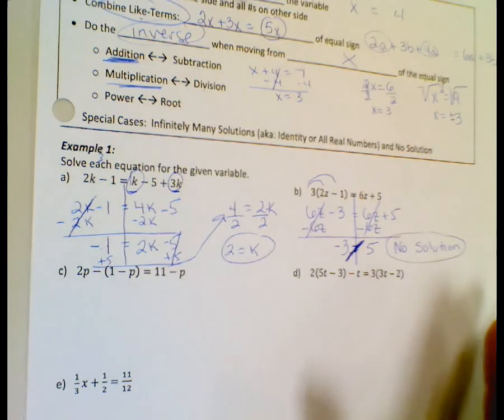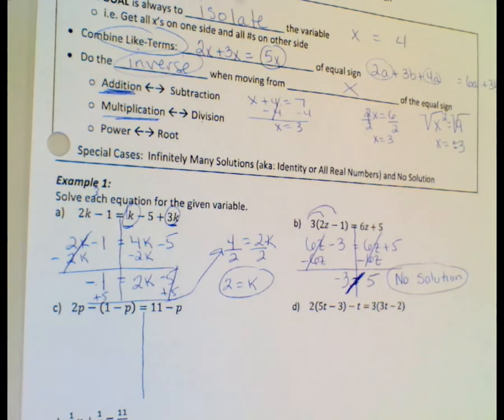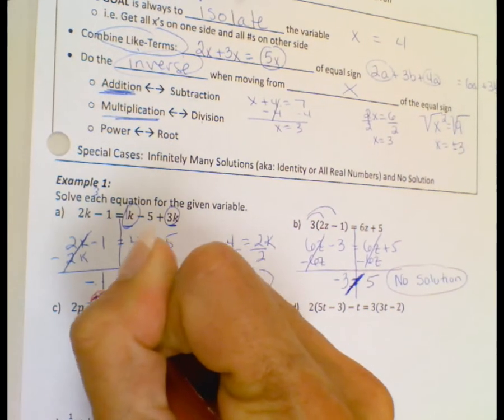Okay, next one. Someone think about what you would do in C. Let's look at it. The left side is definitely not simplified. But what am I going to distribute? Hopefully you're saying to distribute the negative sign. We're going to distribute the negative sign with 1 and with the negative p.